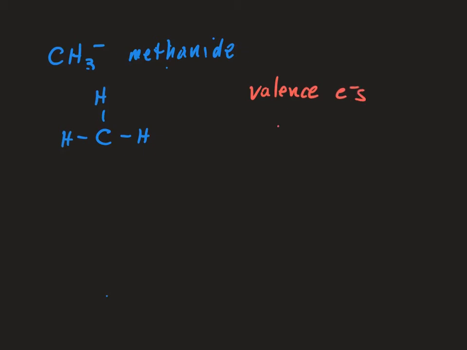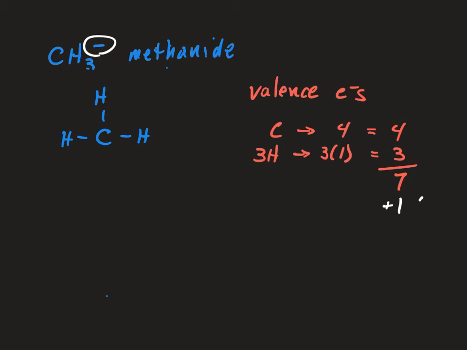All right, so carbon brings 4. Our 3 hydrogens bring 3 times 1. Right, so that's 4. That's 3. Gives us 7. But we have a negative charge, so we have to add 1 electron for the negative charge. Leaves us with 8.